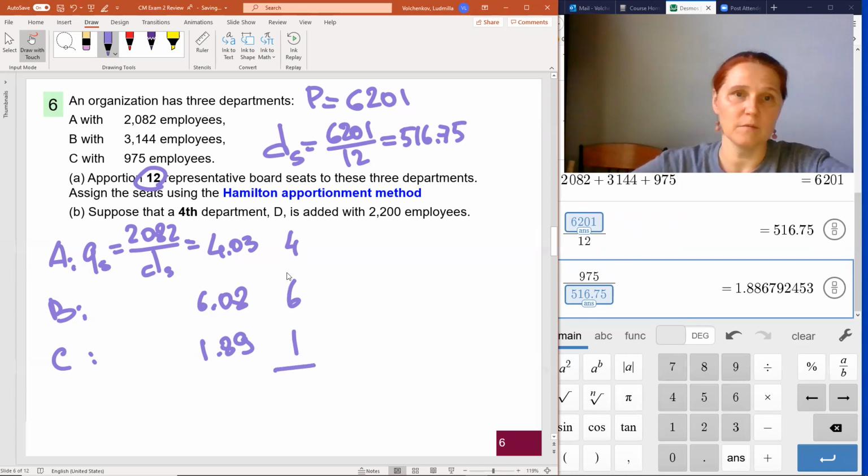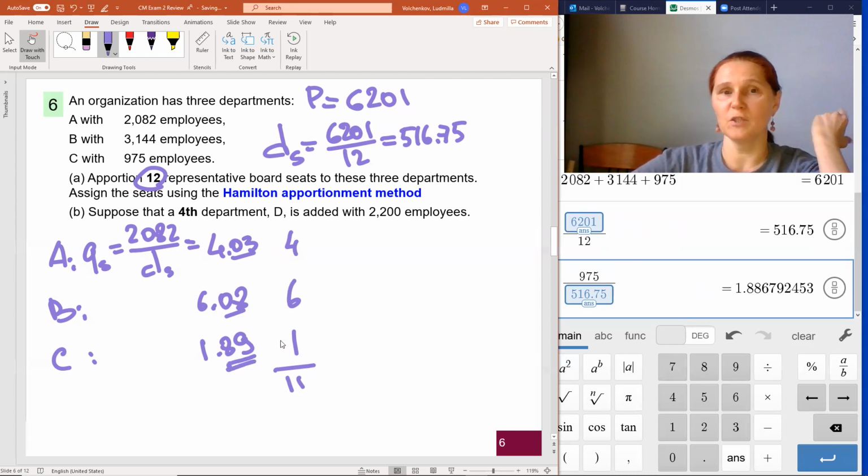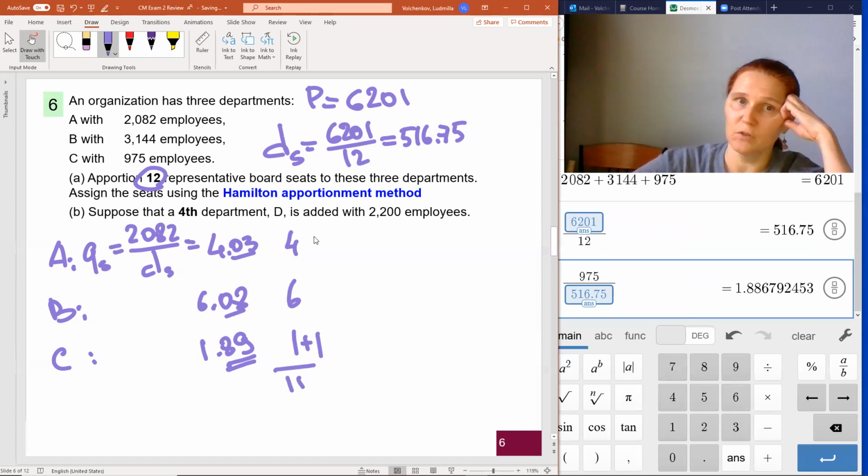Count them together. It is 11. And we want to assign 12. So we have 1 extra. Who will get this extra? We look at the fractional parts, 0.03, 0.08, and 0.89. 0.89 is the greatest one, so department C gets an extra representative. So the apportionment is 4, 6, and 2.